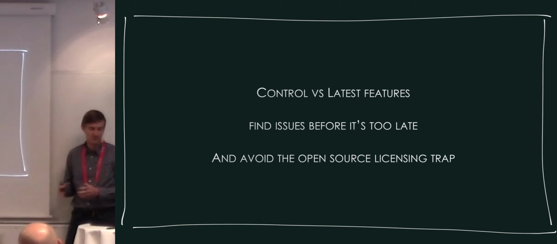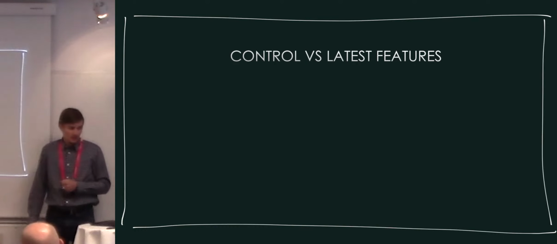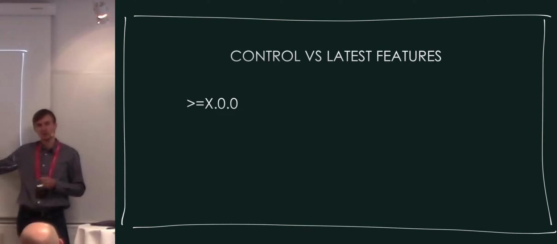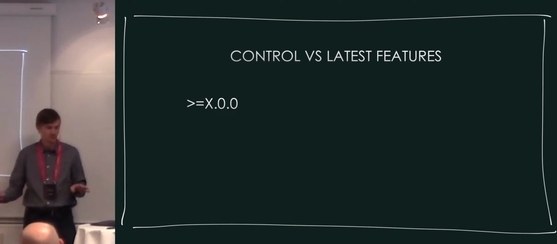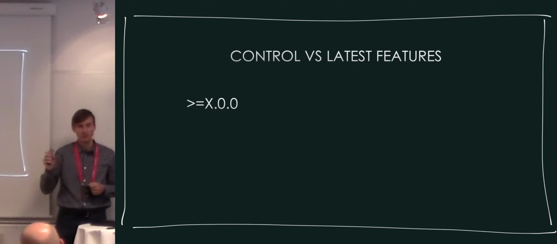I'll explain what I mean by that later. So first we go into the control versus latest features. Let's say we have two cases. Let's say in one case we don't fix the version. We say anything higher than 5 works for me. Whenever there is 5.1, 6, 7, we just go and install it automatically.